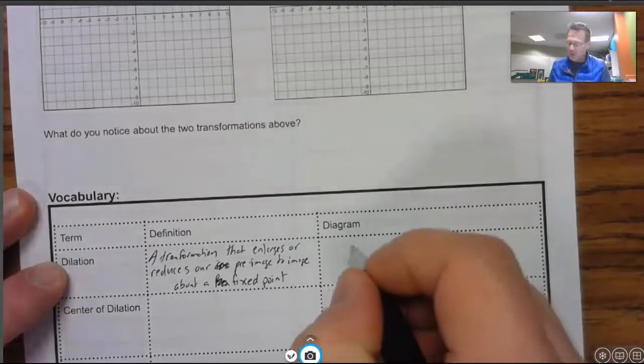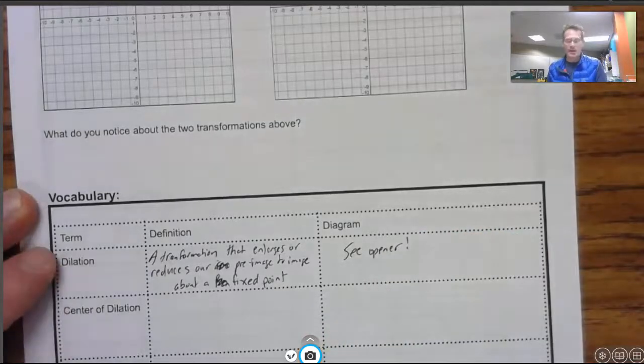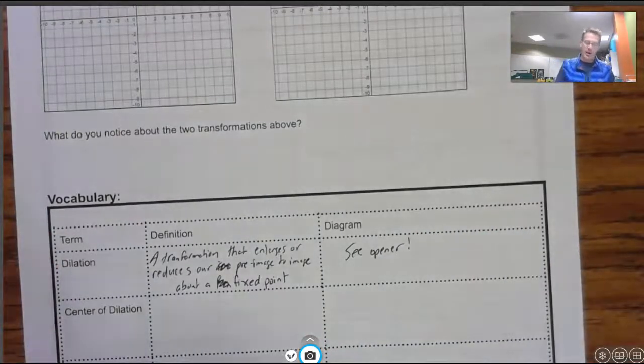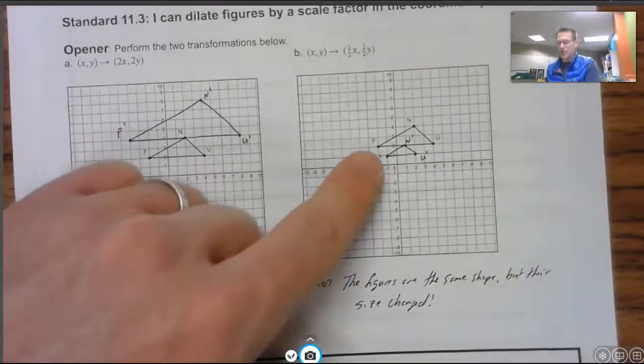I'm just going to put CR opener here, because that's exactly what happened in our opener. If I go back and put that work up there, we enlarged here, and we reduced here. So that's what a dilation is.